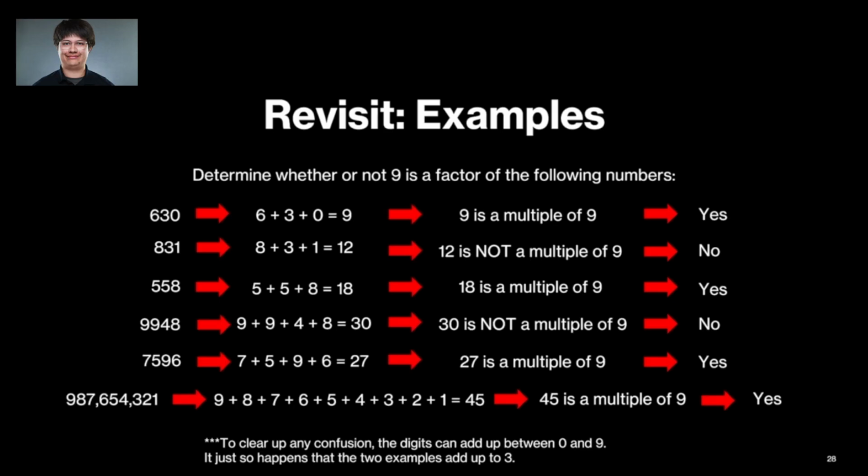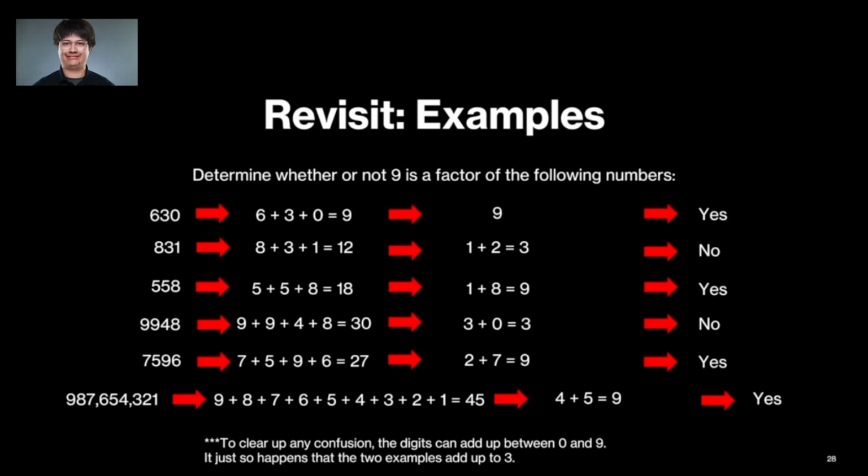I'll explain soon why 9 specifically, but look, we don't need to do anything for the first example since it's 9 already. However, for 831, we added the digits and got 12. So add the digits of 12, 1 plus 2, which gives me 3. Same with 558. Our result was 18, so 1 plus 8 gives me 9. Then again, 9,948. Our result was 30, so 3 plus 0 equals 3.